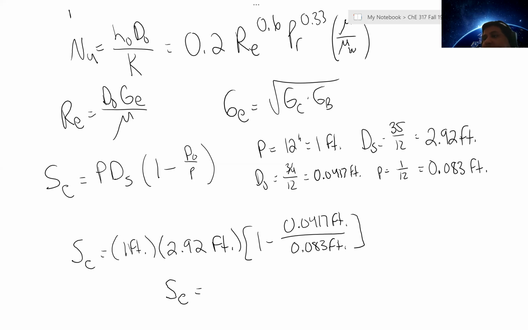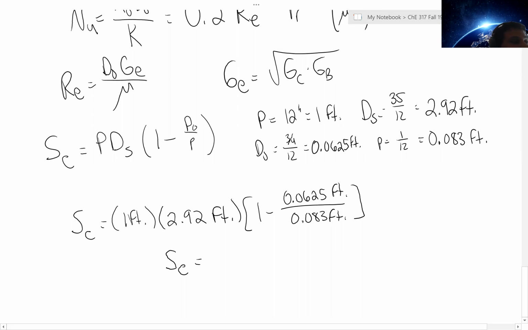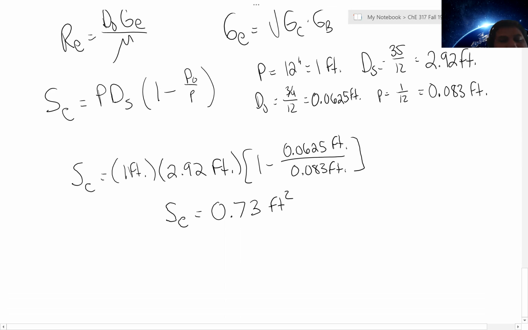Hold on. I think I made a math error. I did. This didn't sound right. This should actually be 0.0625. That sounds right. So with that, our cross flow area is about 0.73 square feet. So we have one of the areas. Next, we need to find the second area, S_B.